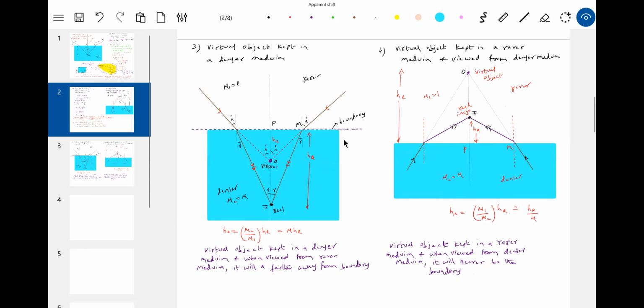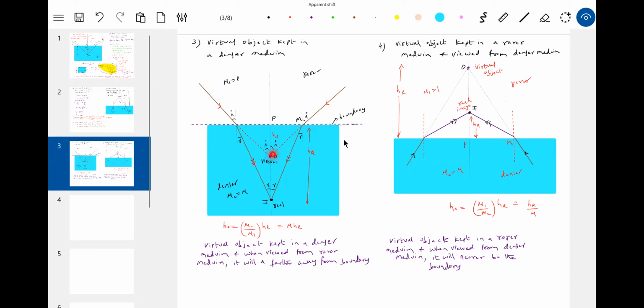Next, virtual object. Virtual object kept in a denser medium. What will happen? Where will it appear? It will appear, the depth will further increase. You can say mu HR. Mu will be greater than 1. So we'll get a real image. Virtual object kept in a denser medium, and when viewed, it will form a real image.